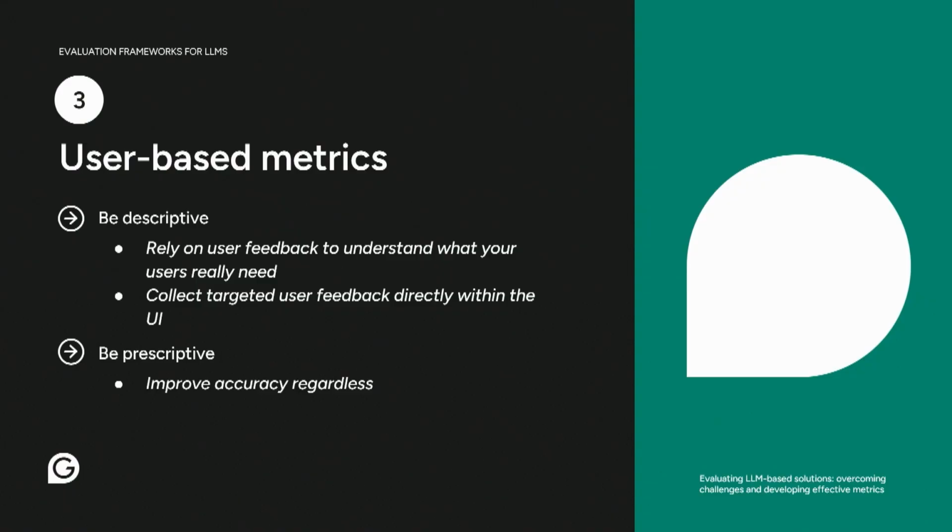User-based metrics. I'd say you have to be descriptive on the one hand and prescriptive on the other. You have to rely on user feedback. If they like it, they like it. They may not like conventionally correct things, but you need to trust your users. If you need to collect more feedback from them, you can even add a feedback button to a UI and collect targeted feedback on what you are interested in particularly. At the same time, it's a good idea to be prescriptive. Continue looking into the output and try to improve the accuracy regardless. Engage linguists, engage annotators, and try to identify the problems that can be improved regardless.